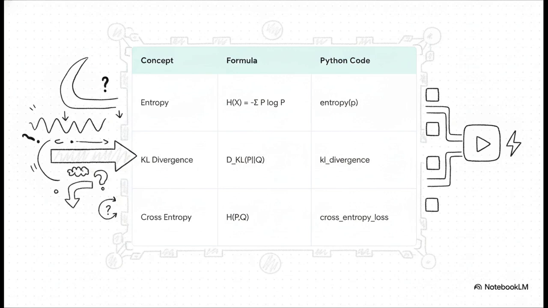KL divergence, for instance, is just a mathematical way to measure how one probability distribution differs from another, which is absolutely crucial for evaluating how well a model predicts the next word. It bridges the gap beautifully.